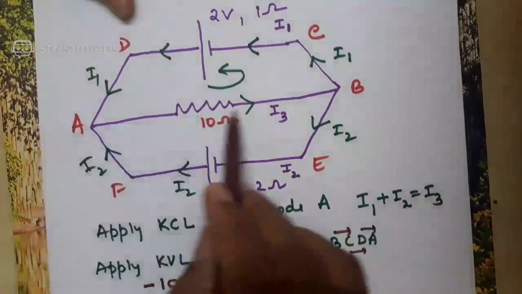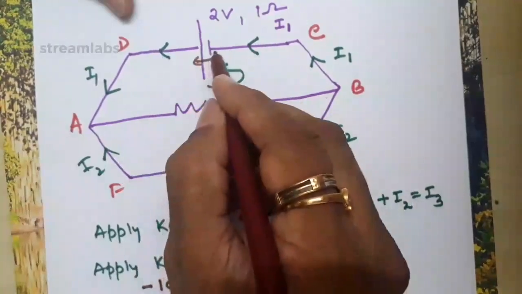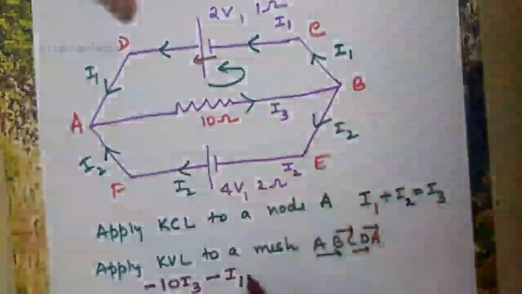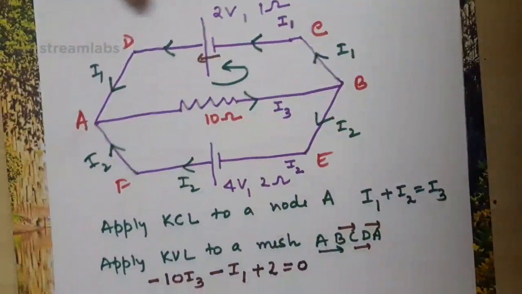Now go to the EMF. Do you have EMF when you move from A to B? No. B to C? No. C to D? Yes. When you are moving from C to D, you are moving from lower potential to higher potential, so the EMF will be taken as positive. Plus 2 is equal to what? 0.